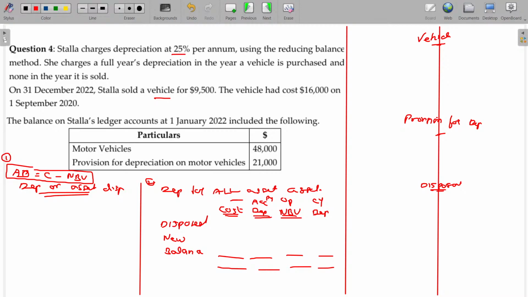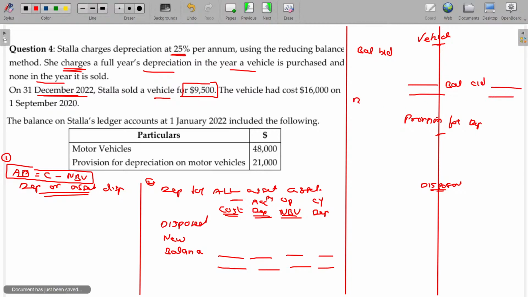Stella charges depreciation at the rate of 25% per annum using the reducing balance method. She charges a full year's depreciation in the year a vehicle is purchased and none in the year of sale. On 31st December 22, Stella sold a vehicle for 9,500. So here I just write the format: balance brought down, balance carried on, balance brought down for the next period. Bank for purchases; if an asset is sold, it is transferred to disposal.